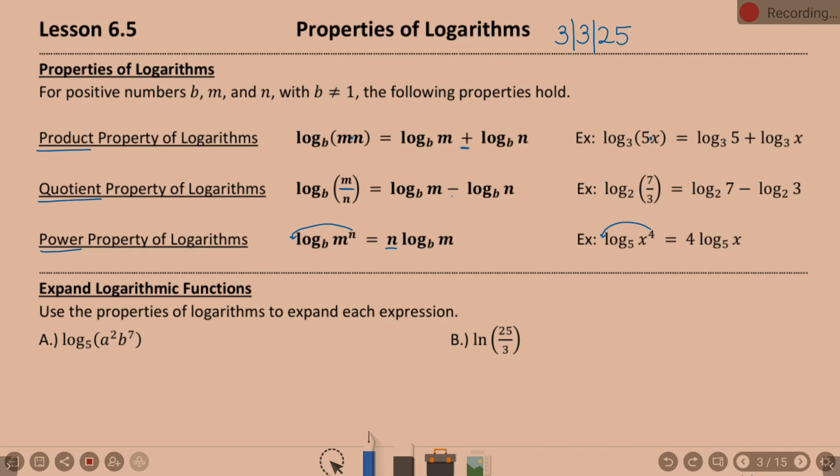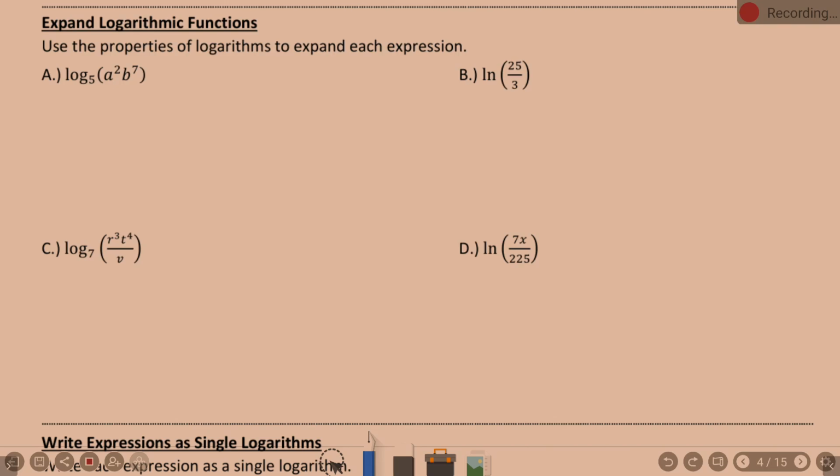Okay? So what we're doing on the front of this page of notes today is just learning how these properties work. Basically, we're going to do some rewriting. In Savas, you're going to be retyping these. In the top section, you'll notice it says use the properties of logarithms to expand each expression. So in the top examples, we're going to take 1 log and expand it into multiple logs. And then we're going to do the reverse at the bottom.